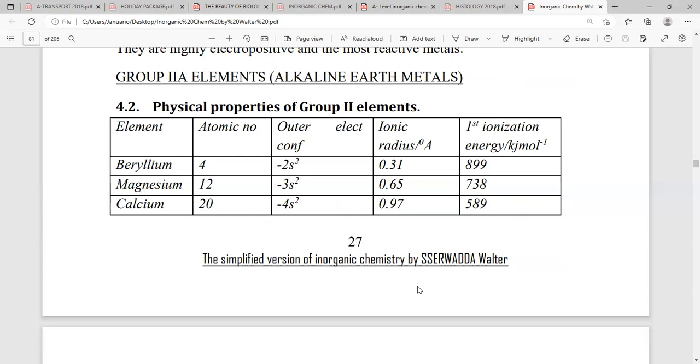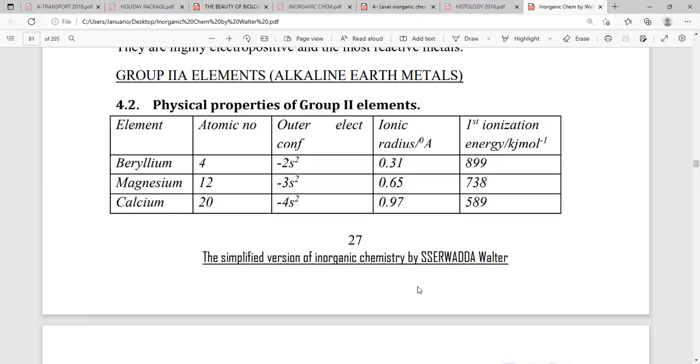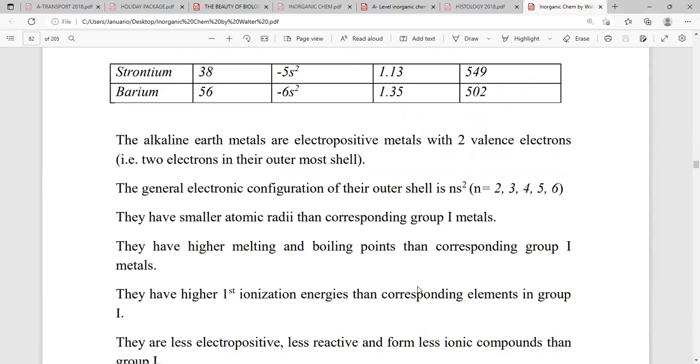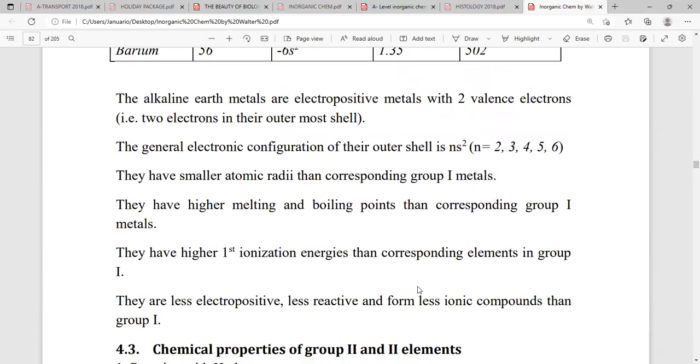Likewise, to remove the first electron, the first ionization energy is a bit higher for group 2 elements, but the trend is the same. As you go down the group, ionization energy decreases. These elements are also electropositive. They have 2 valence electrons. That is, they contribute 2 electrons in the formation of metallic bonds. And they have smaller atomic radii than the corresponding group 1 members.